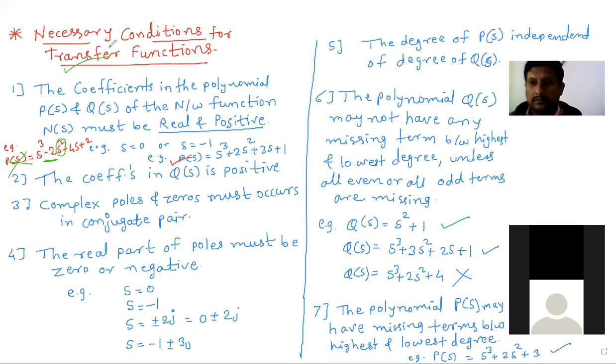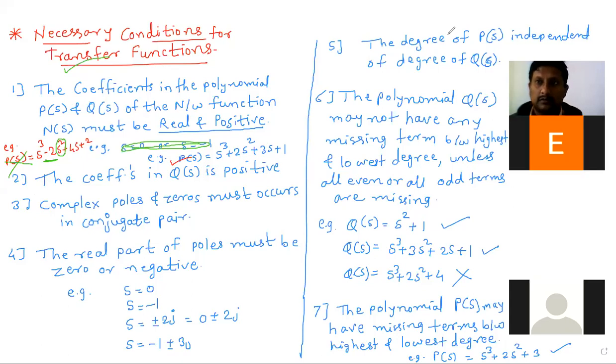Yes, sir. Okay. Any other questions? Any other doubt? Okay, so this type of example we can take. This is applicable for both polynomial P of S and Q of S. Can we move towards the next point? Yes or no? Yes, sir.